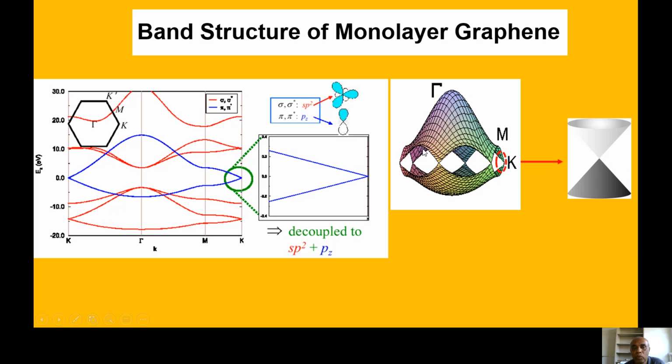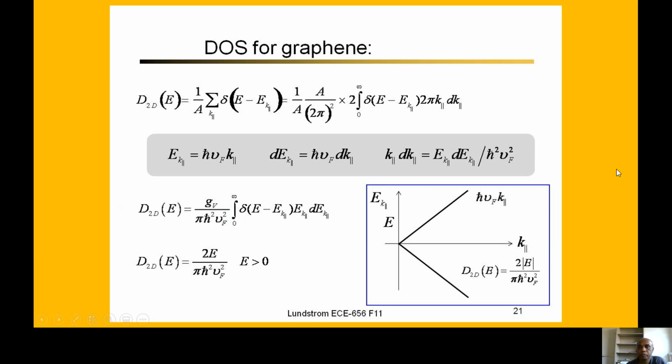In a three-dimensional way, you can think of this one as, this is what I plotted as the three-dimensional case. You can see the gamma point. Then you have the M point and K point. Near the K point, you have this Dirac cone.